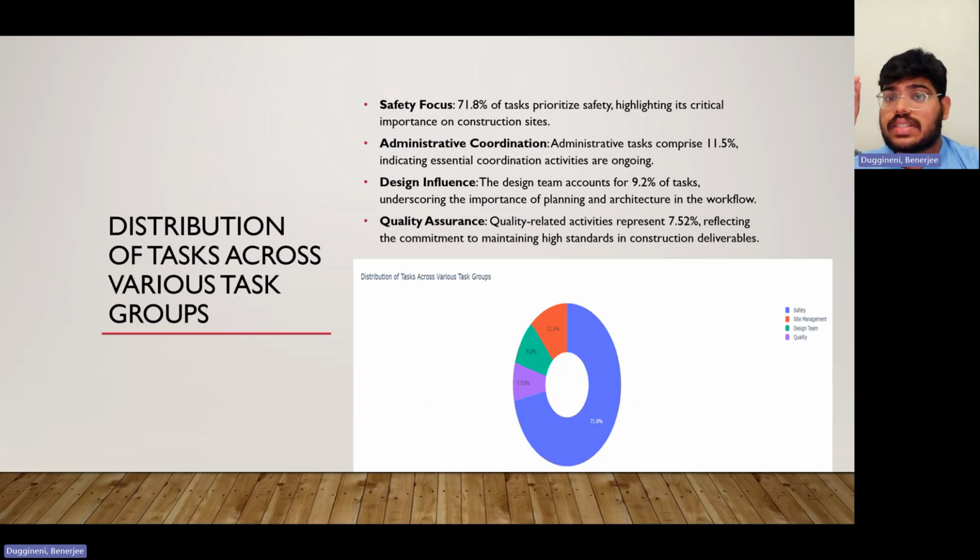Coming to administrative coordination, it stands at around 11.5%, indicating essential coordination activities are ongoing. The design team accounts for 9.2% of tasks, underscoring the importance of planning and architecture in the workflow. Quality, which is also a very important area, represents 7.52% of activities, reflecting the commitment to maintaining the highest standards in construction deliverables.